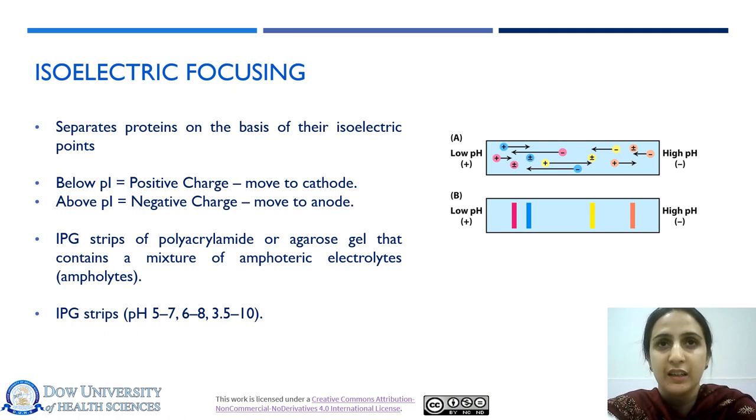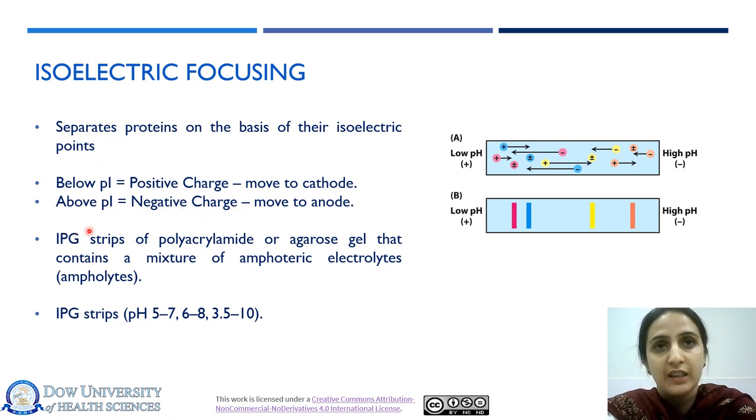So if I say that a protein has an isoelectric point of 6, it means that when we place that protein into a solution of pH 6, the net charge on that protein becomes zero. If I take that protein and bring it to a pH below its isoelectric point, for example pH 4 or 3, then the net charge on that protein molecule is positive and it moves towards the cathode.